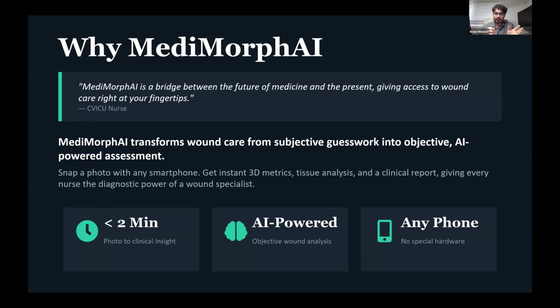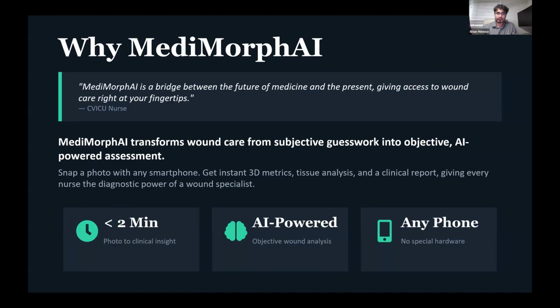And here's what we do in a simple snapshot. You snap a photo with any smartphone, and under 2 minutes, you get back a 3D wound model, objective measurements like area and depth, tissue classification, and then a drafted clinical note that the clinicians can then use for diagnosing. No special hardware, no training, just a phone.